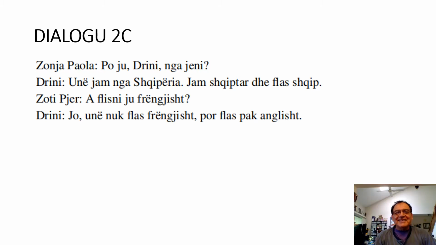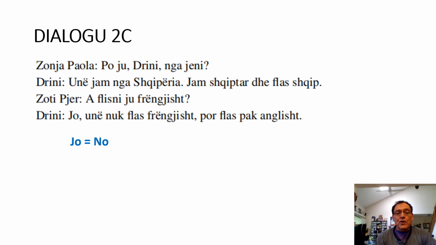Did you understand that? Paola asks Drini where he's from. He says he's from Albania, that he's Albanian and he speaks Albanian. Then Pierre asked him if he spoke French, and he says that he doesn't speak French, but he speaks a little English. Let's look at some of the new words that we find in this dialogue.